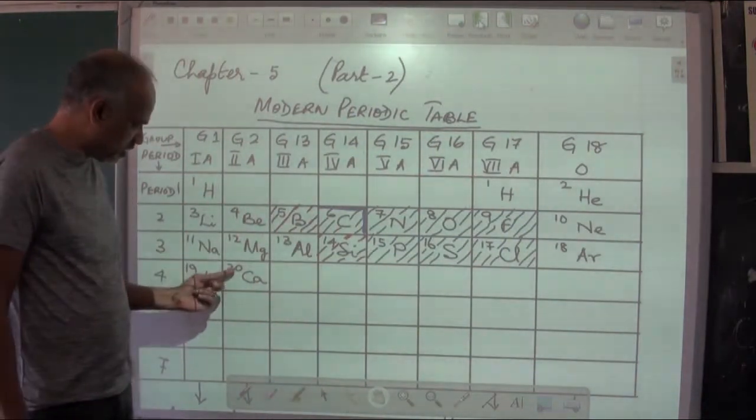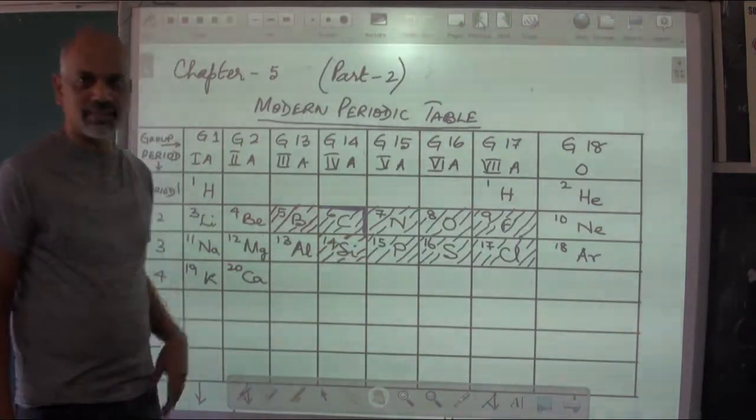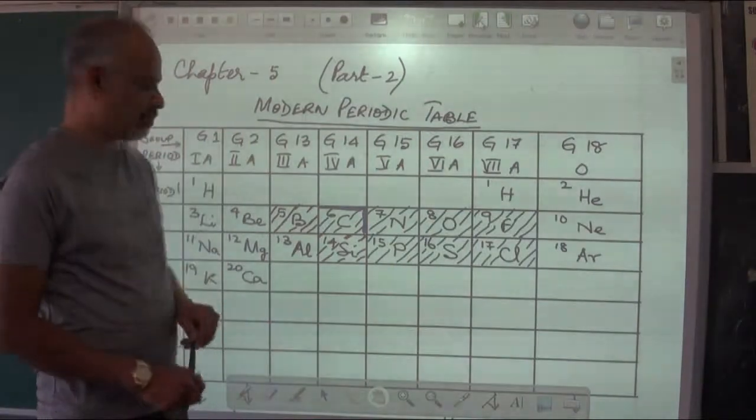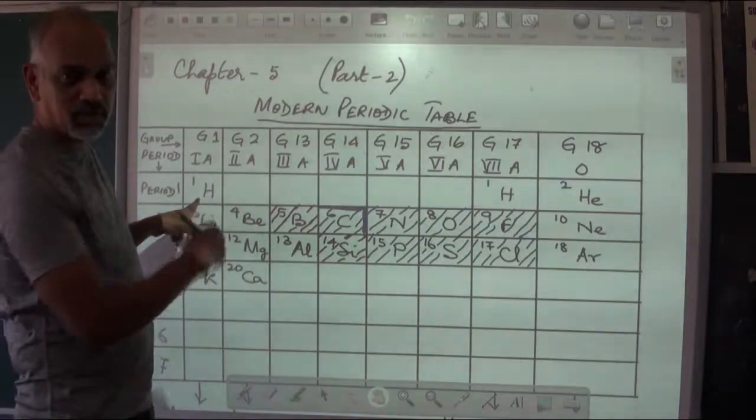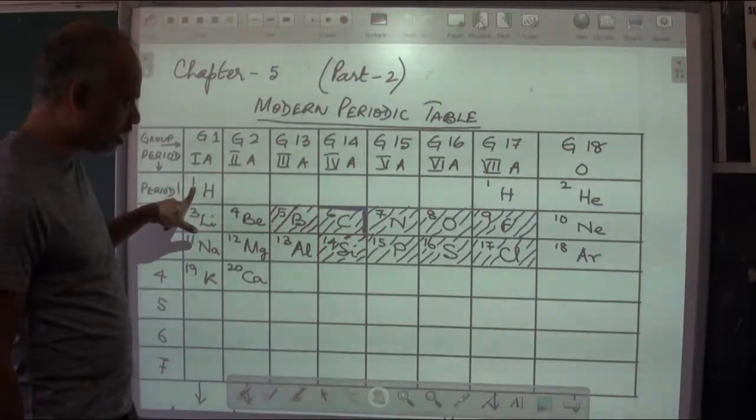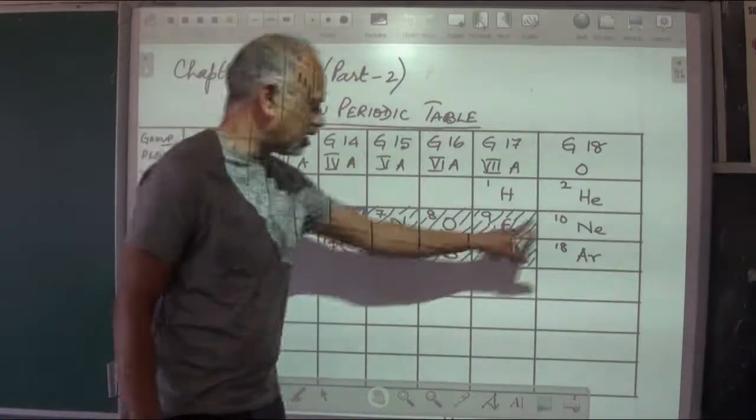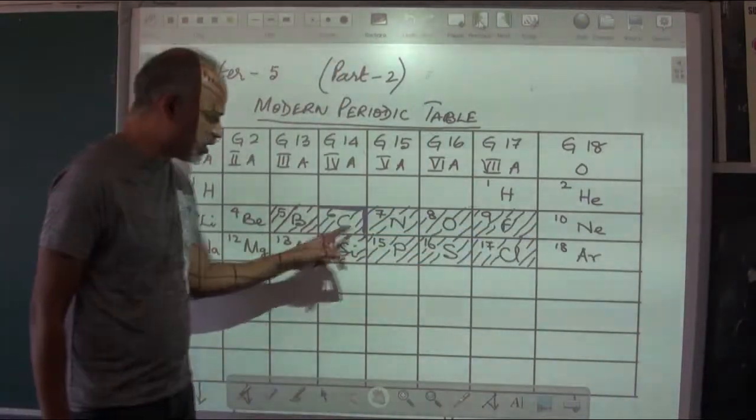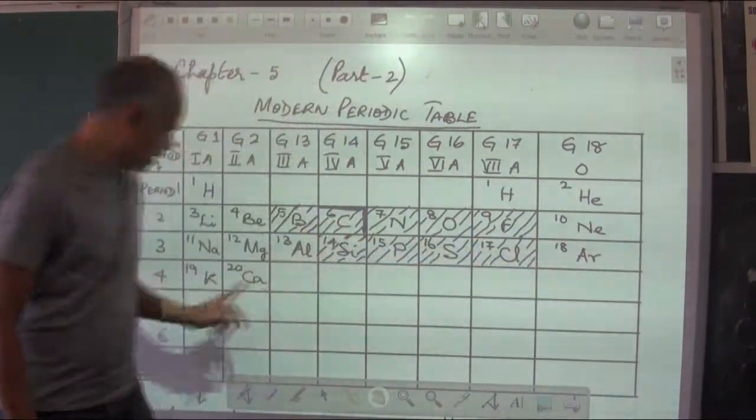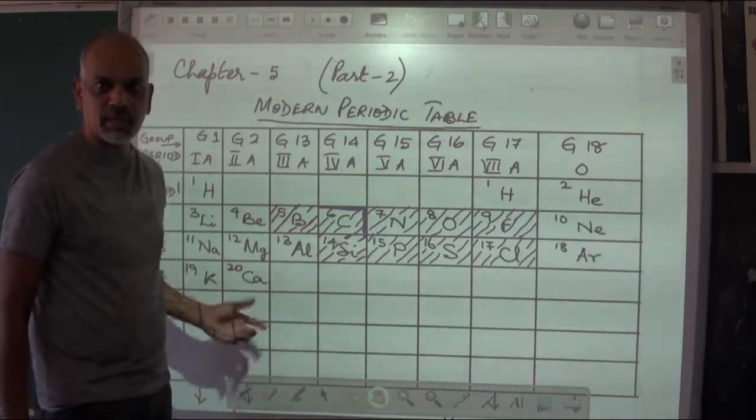These numbers, which are written with each element, are the atomic number. As I told you before, Moseley arranged the table according to atomic number. So you will see that 1 is here, 2, 3, 4, 5, 6, 7, 8, 9, 10, 11, 12, 13, 14, 15, 16, 17, 18, 19, and that's 20. So you have to know till atomic number 20.